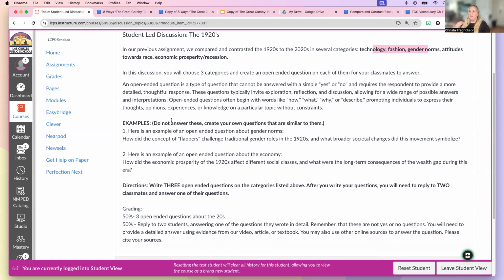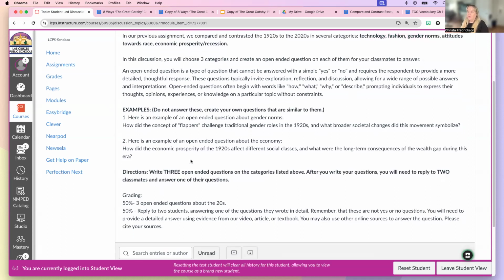For open questions, you want to ask people something that is going to reflect their opinion and their attitude, or maybe they might have to list some things. So typically, open-ended questions are going to begin with how did the 1920s XYZ? How do we view the 2020s differently in this category or that category? So you're going to create an open-ended question. I have created a couple of examples. You may not use these examples in your writing, but you can use them to sort of generate ideas.